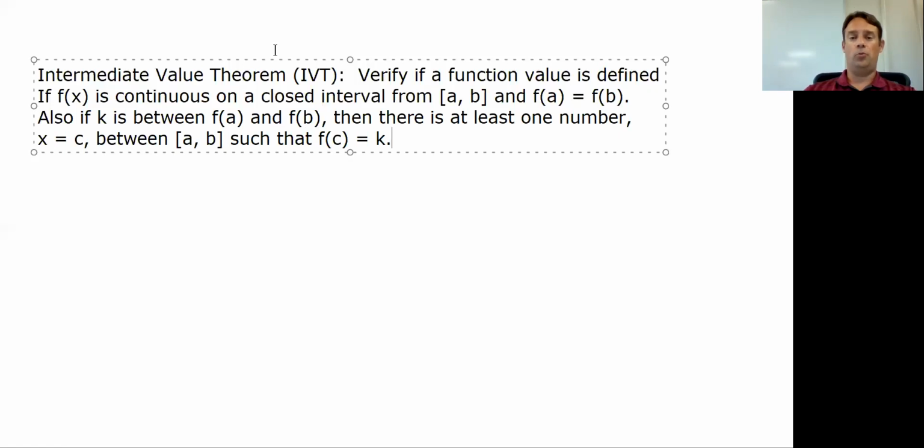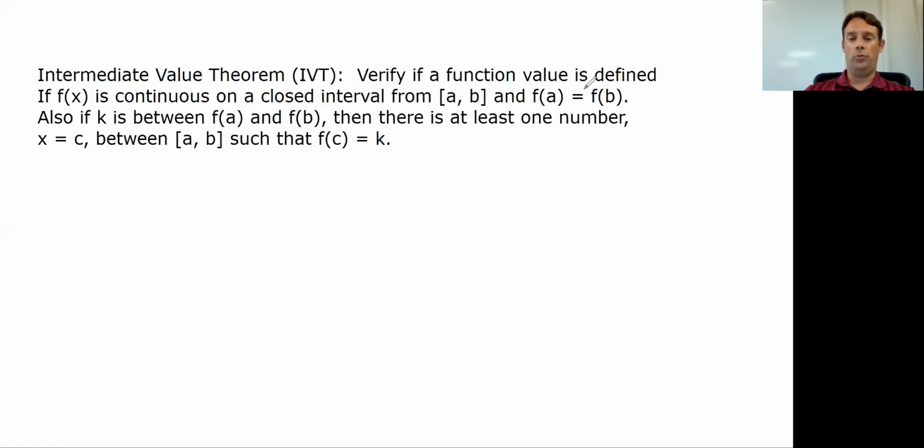All right, so that sounds really wordy. Let me see if I can't explain it to you in a visual way, and then we'll see how this actually applies. Say I have a value. We'll call that A, we'll call that B. Now this theorem is called an existence theorem.